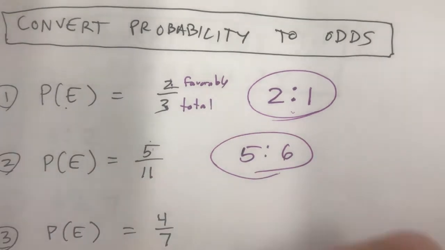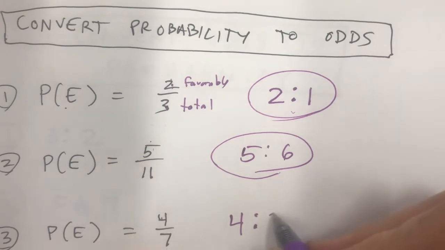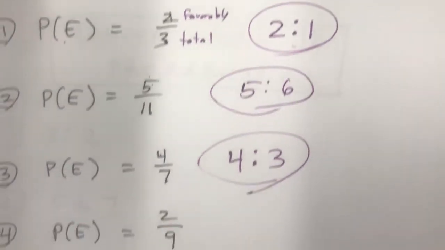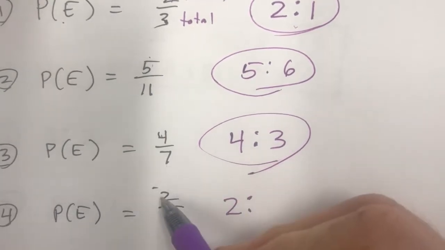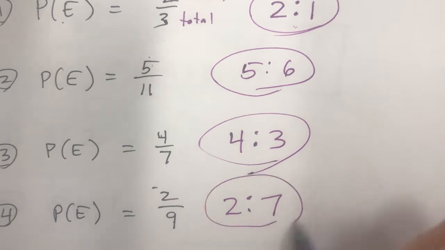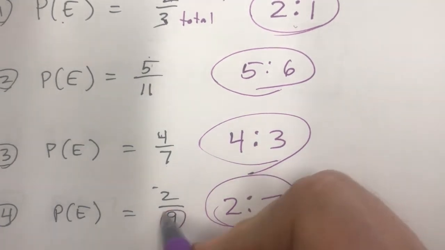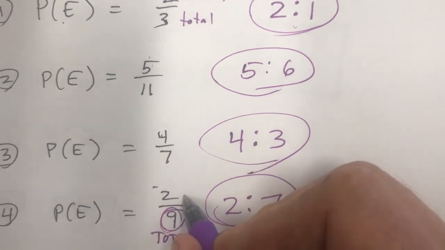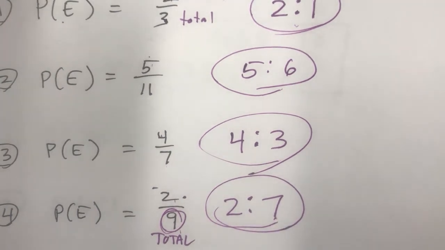Right here on this one, 4/7, 4 favorable. 4 subtracted from 7 is 3, 3 not favorable. And then one last one here, 2/9. 2 favorable, and 9 minus 2 is 7 that are not favorable. And that's how you convert probabilities to odds. You just got to remember, this bottom number on probabilities is total. So if there's 2 favorable, if I subtract those, it means there's 7 that are not favorable.